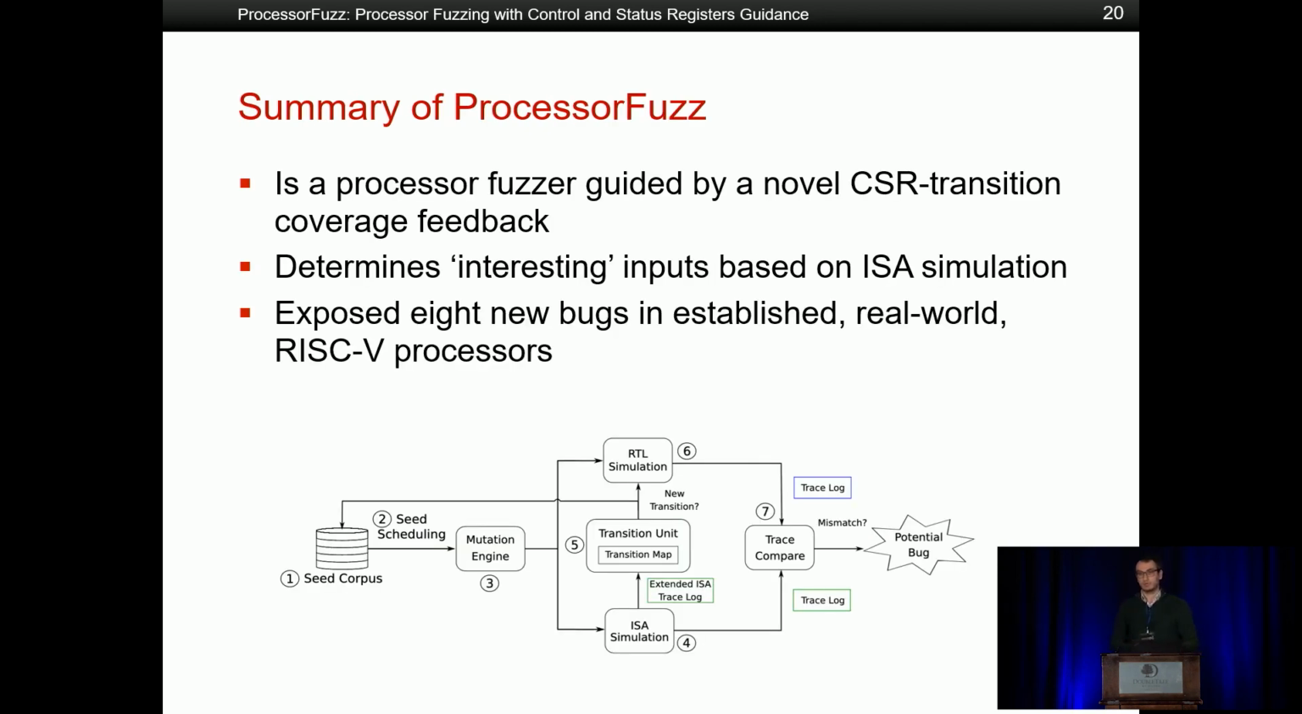In summary, in this work, we propose a new hardware fuzzer that specifically targets processors, and it is guided by CSR transition coverage feedback. We determine interesting inputs based on ISA simulation, and we expose 8 new bugs in established real-world RISC-V processors.